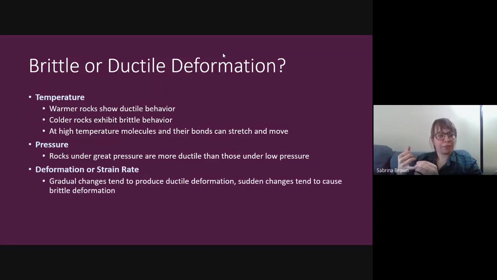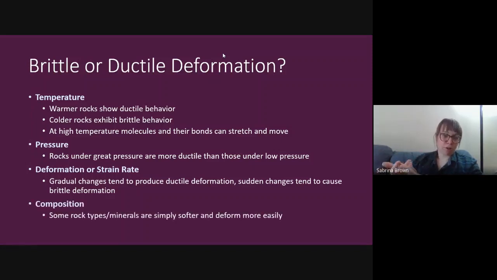The rate of deformation, or strain, is important for determining whether we're going to have brittle or ductile deformation. So, for example, with the silly putty example, right, if you do gradual changes to your silly putty, then you're going to generally produce ductile deformation. But if you have a more sudden change, that's going to tend to cause more brittle deformation.